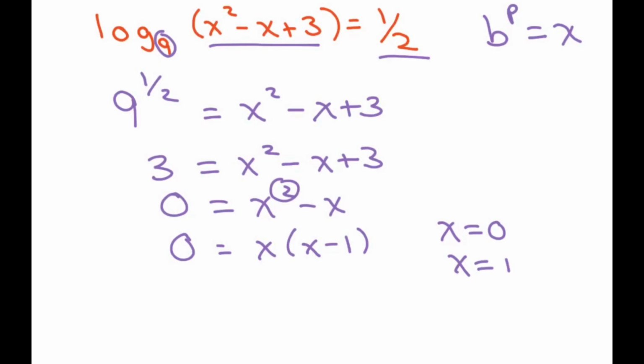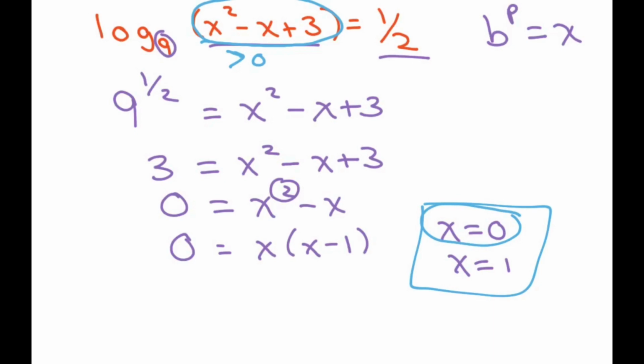Now we've got to check the domain. We plug in x in here. We want to make sure this quantity in here has to be positive because of our domain for log. So if I plug in 0, I get 3, which is positive. And if I plug in 1, I also get 3. So both of these solutions are correct.